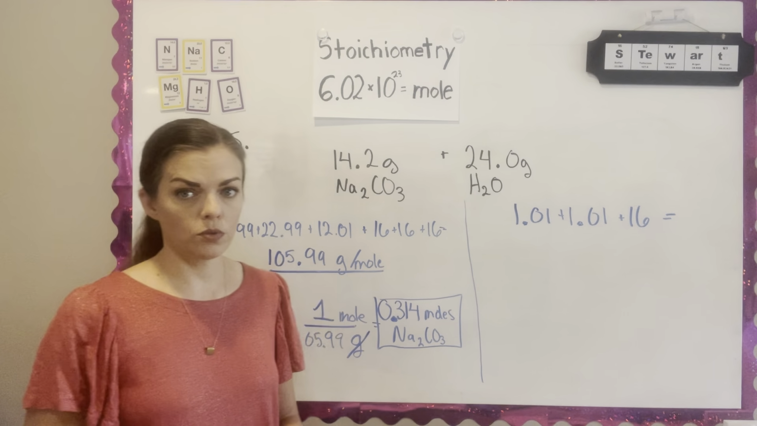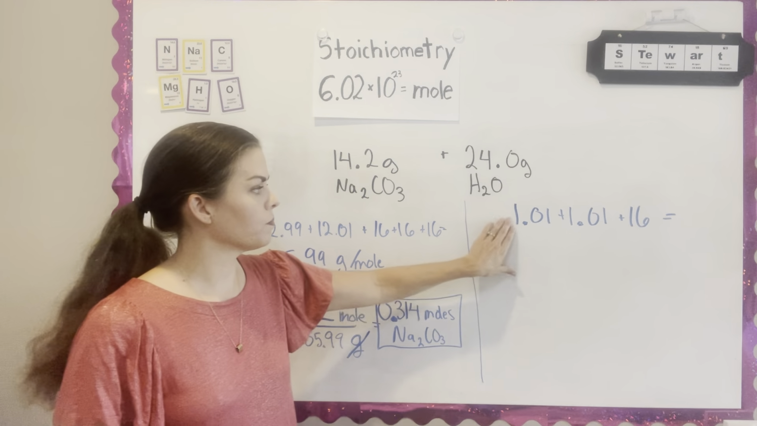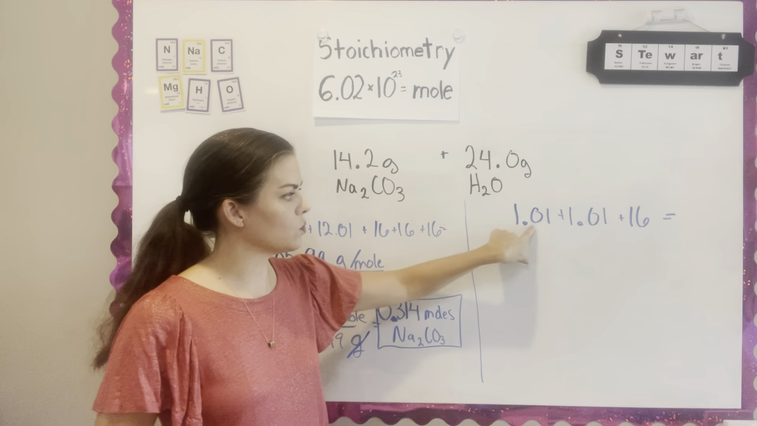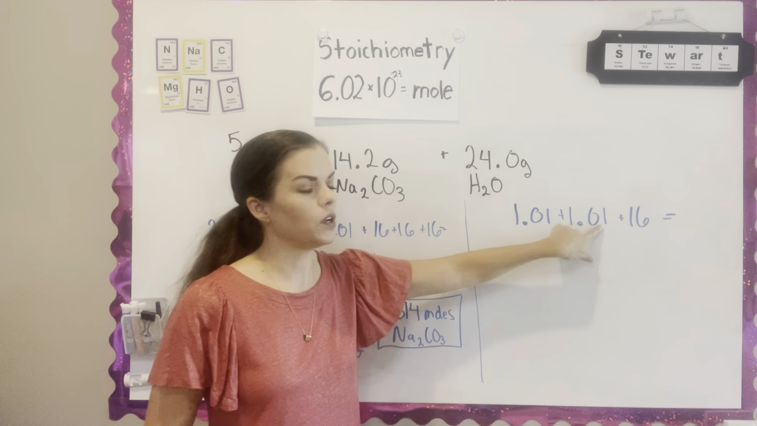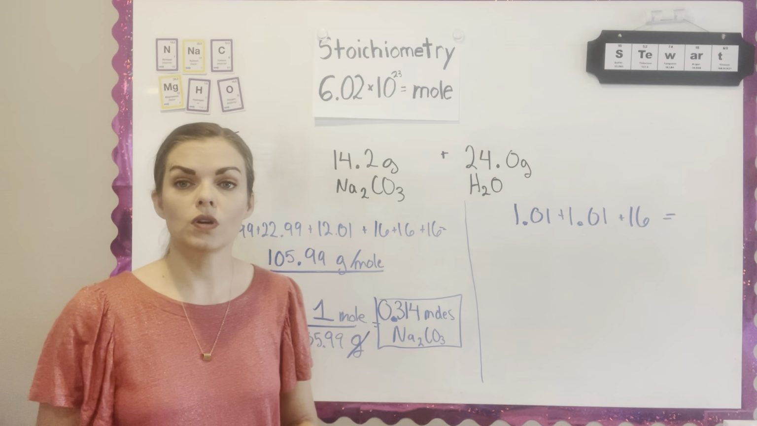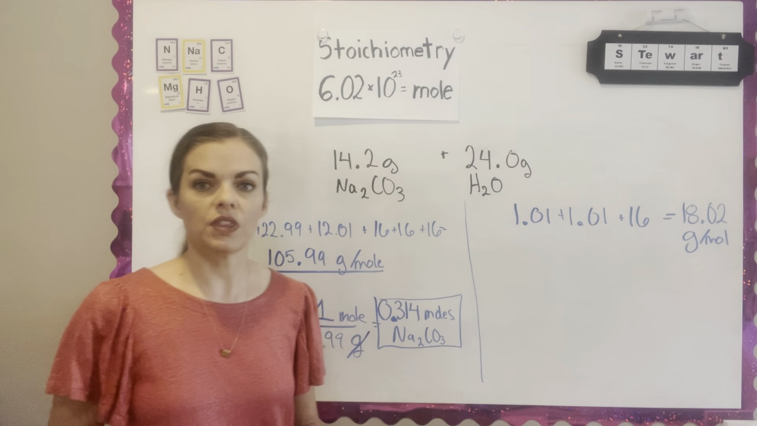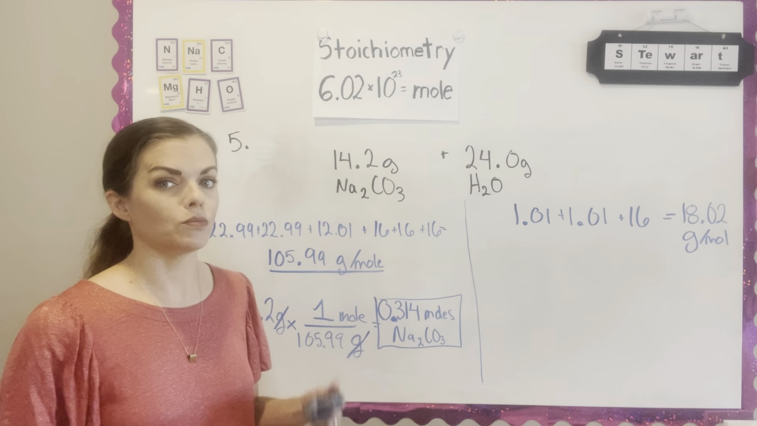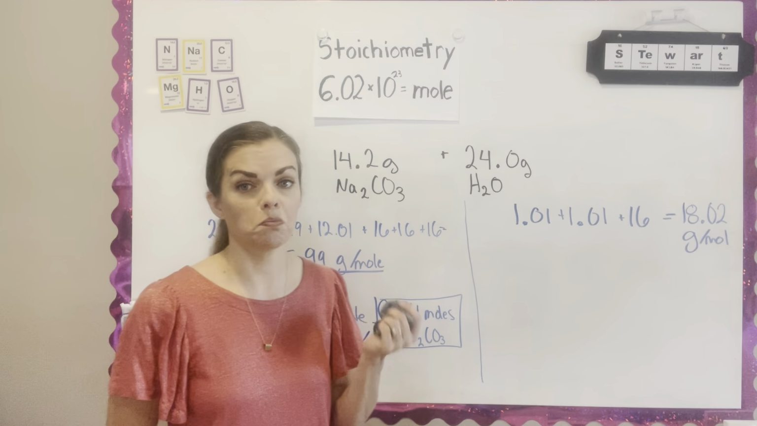To convert from grams to moles, I need to know the molar mass of water. So I'm going to take two hydrogens, which is 1.01 and 1.01, and I'm going to add it to the mass of oxygen, which is 16, and you get the molar mass of water. You should end up with 18.02 grams per mole. We'll actually use this one a lot, so you may memorize it.